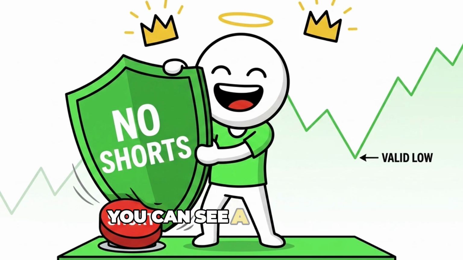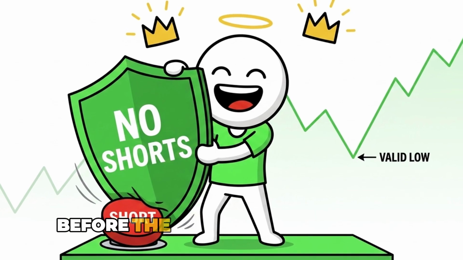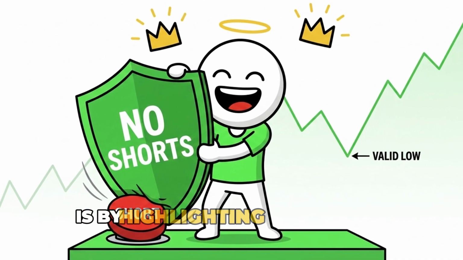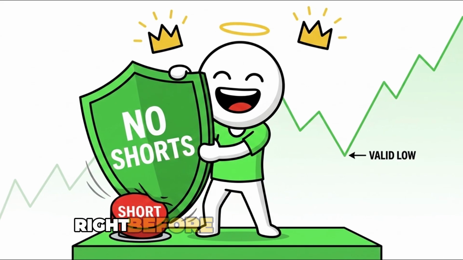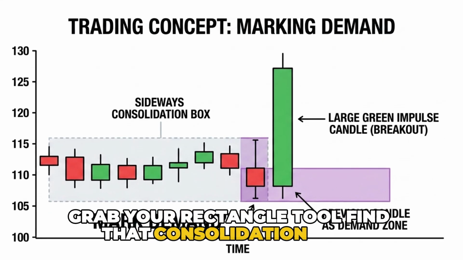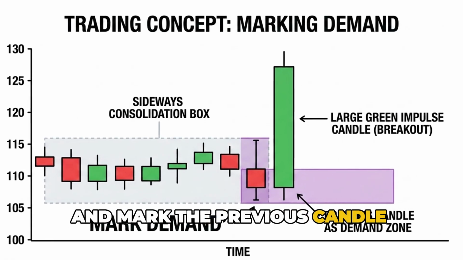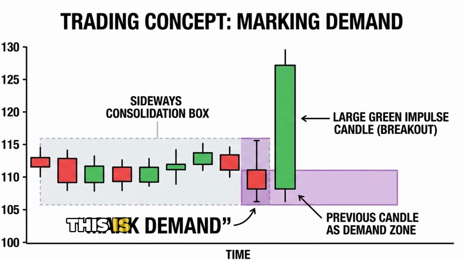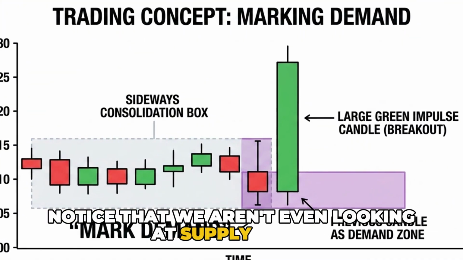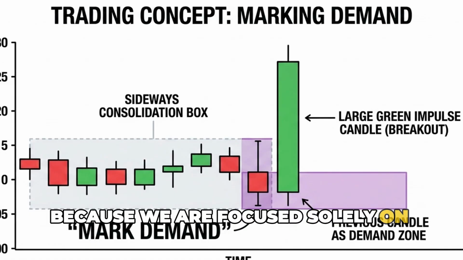Marking your zones correctly. On this chart, you can see a period of consolidation right here before the price shot straight up. My preferred way to mark these zones is by highlighting the specific candle that occurred right before the impulse move. Grab your rectangle tool, find that consolidation area, and mark the previous candle from its low to its high. This is now our area of demand. Notice that we aren't even looking at supply zones right now because we are focused solely on the uptrend.